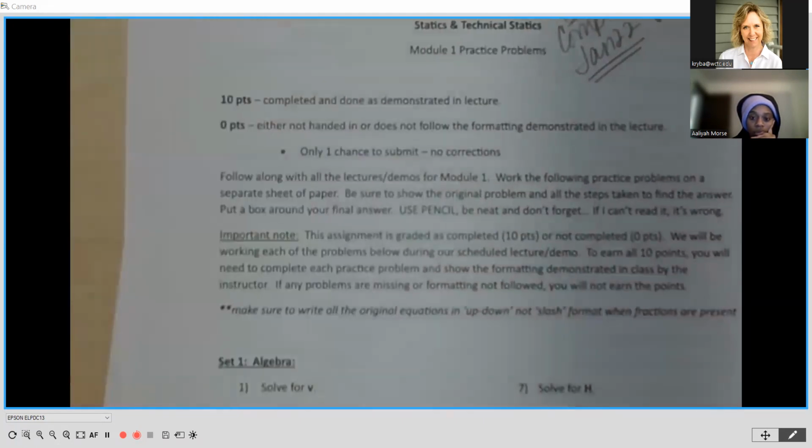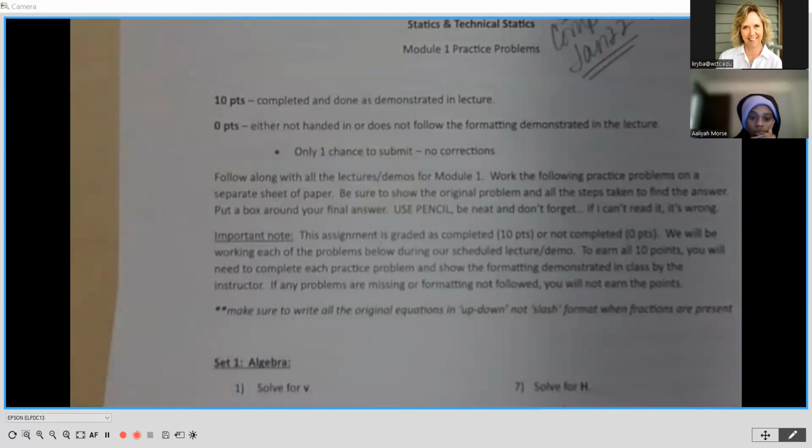But at the top here, you'll notice you can earn one of two grades. You can either earn 10 points or you can earn 0 points, okay? Now remember, practice problems are 20% of your grade. So it's important that you follow along, that you work these problems, and that you hand them in.